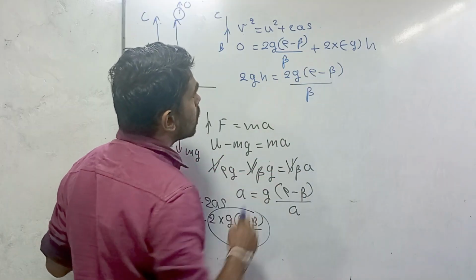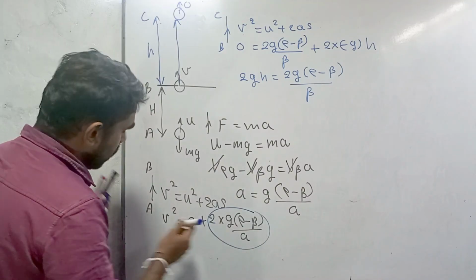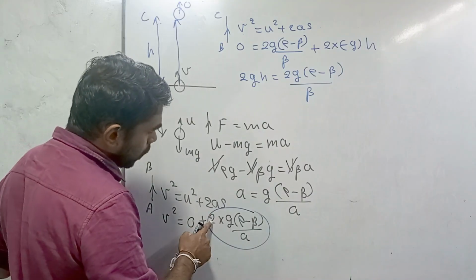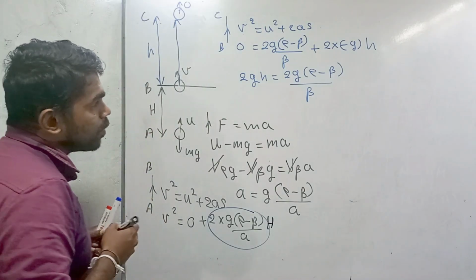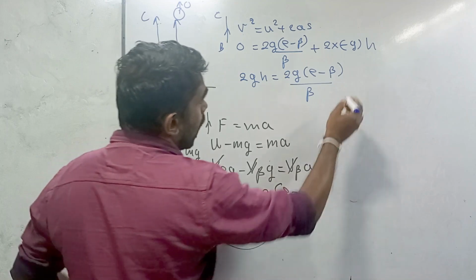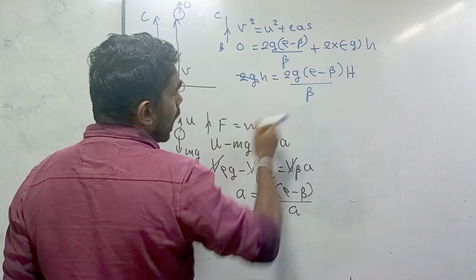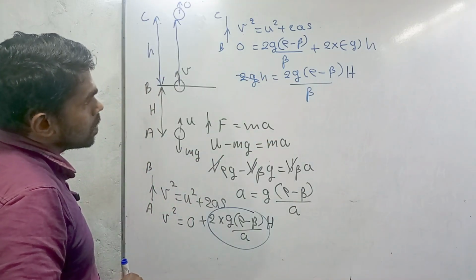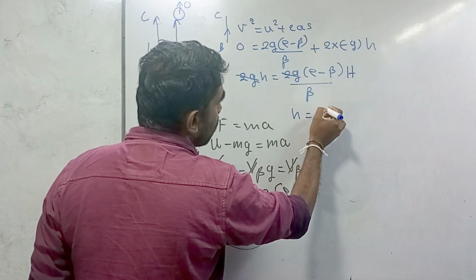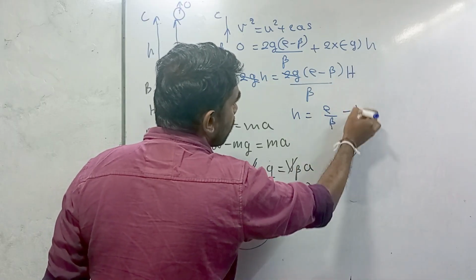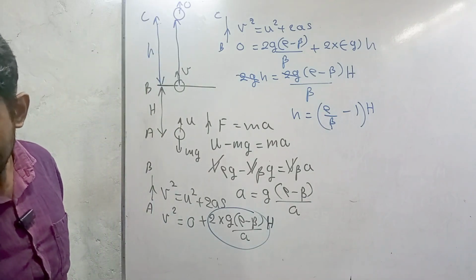Then we can write 2g times this value, 2 into acceleration into displacement s. It is h. We have to substitute h. Then there is an h term in this expression. Then we can cancel out 2g and 2g. Then we can make h the subject: h equals rho divided by beta minus beta divided by beta, that is rho over beta minus 1, into H. Then the answer for question number 9 is the fifth one.